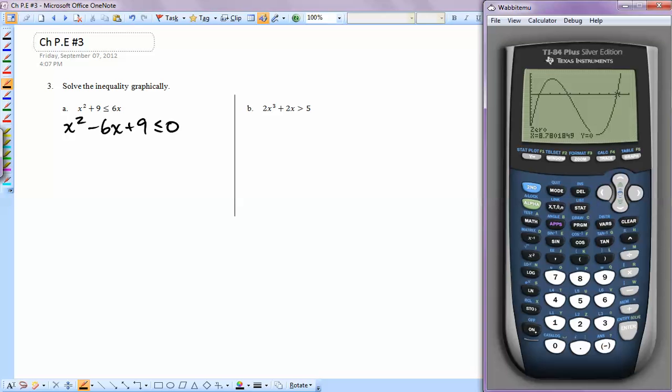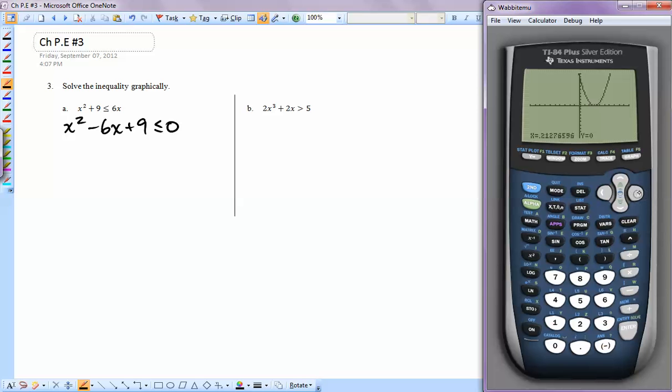So I'm going to come over here and graph this: x squared minus 6x plus 9. Then I'll do Zoom Standard, so the negative 10 to 10 window dimensions. Okay, so there's my graph. Now it looks like there's a 0 right there, so I'm actually going to zoom in on that.